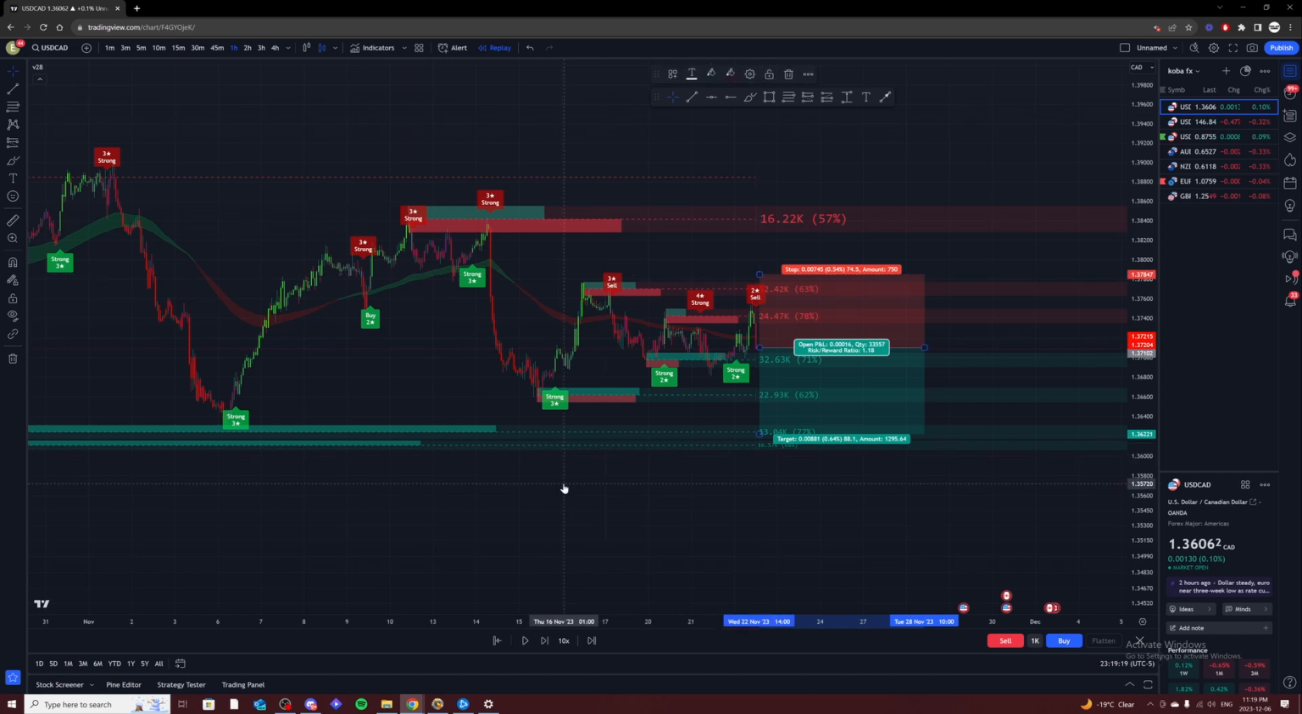Next, we just want to make sure of one more thing. We want to make sure that the echo cloud is red if we're looking for a sell. We can see that the echo cloud is red at this moment, which means that we are currently trading with the trend, and this really matters when you're trading.